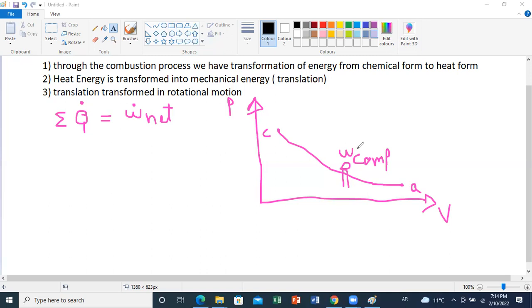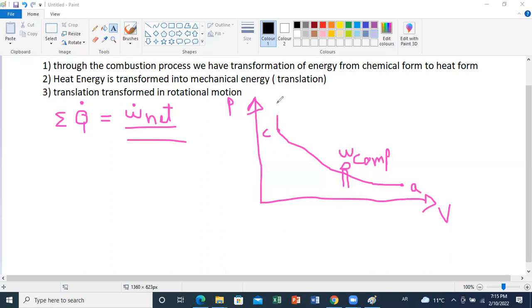Okay, so this is why when we talk about W net, we consider that a part of the expansion work that is delivered, that is an output produced by my system, will be used to move my piston up during compression. So in this phase we put work, it's the compression work.